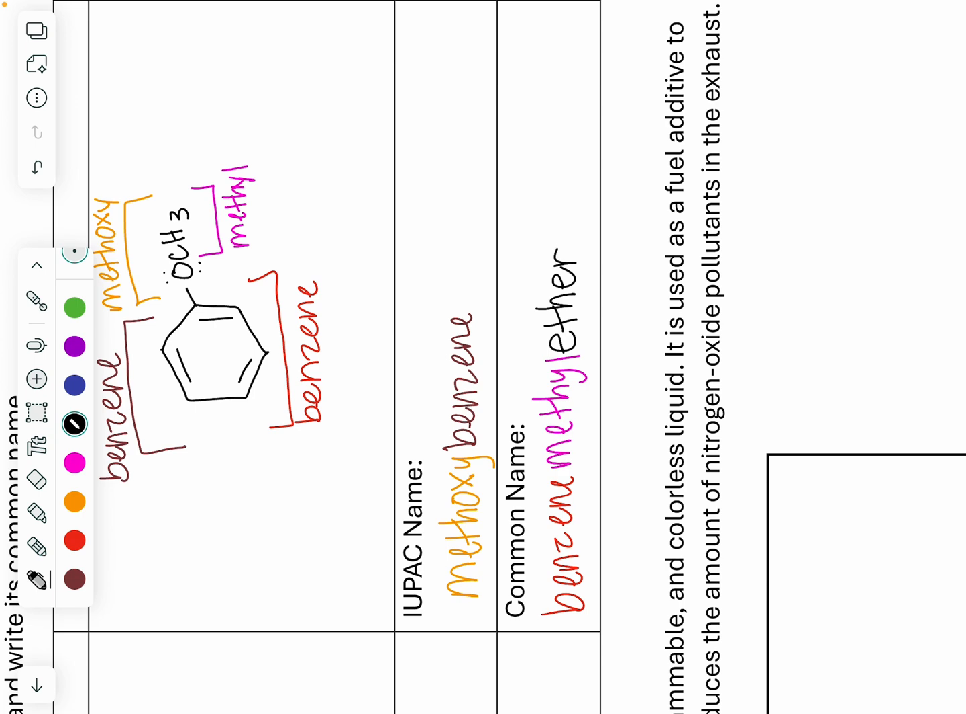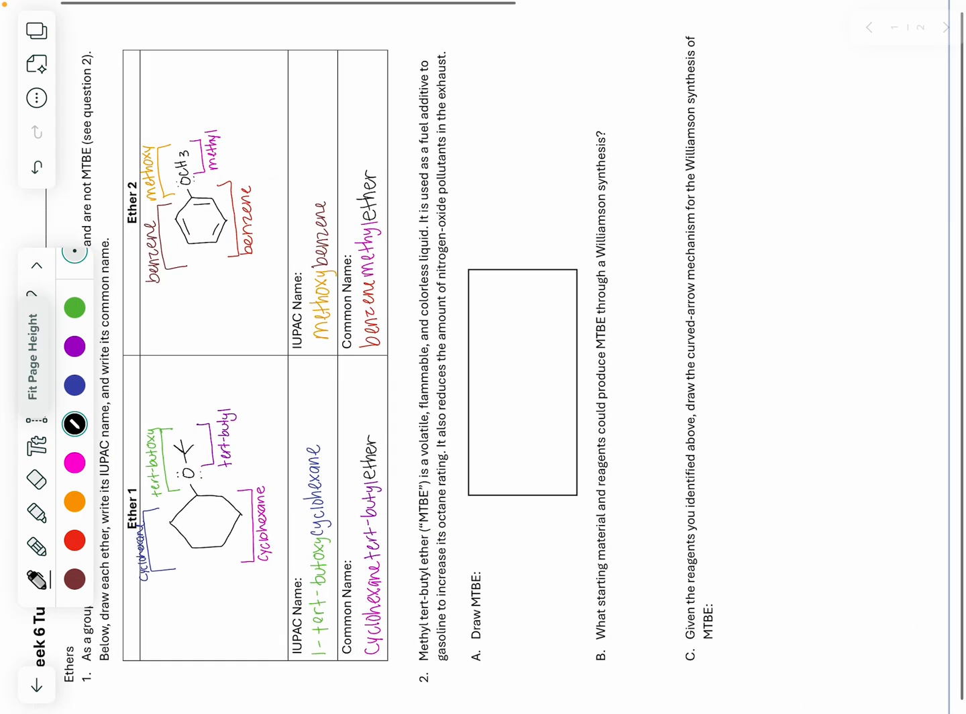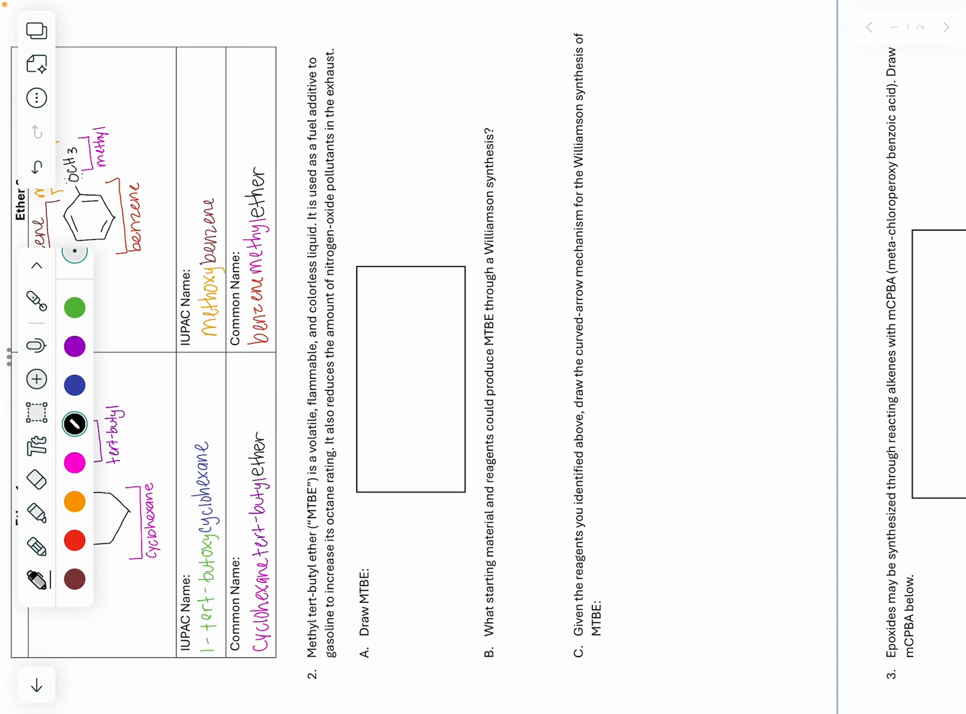And that's the common name for that molecule. Now, this one right here, number 2, we're going to be creating a mechanism. And first we're going to draw MTBE, which is methyl tert-butyl ether.